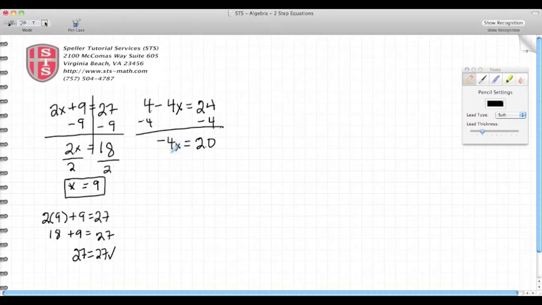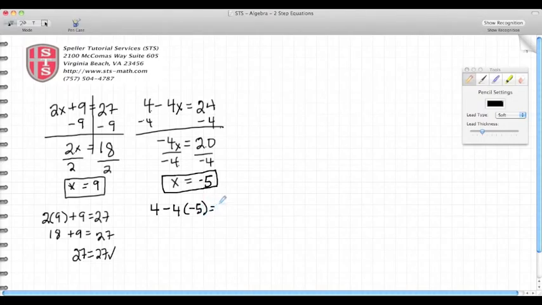This negative 4 is joined with the x through multiplication, so we have to divide by negative 4 to undo that. Negative divided by negative leaves us a positive, and 20 divided by negative 4 leaves us a negative 5. So here we see that x is negative 5. We need to check that by substitution back into our original equation.